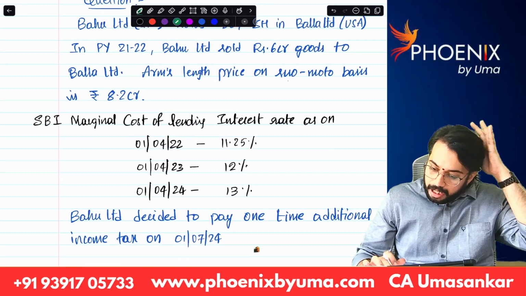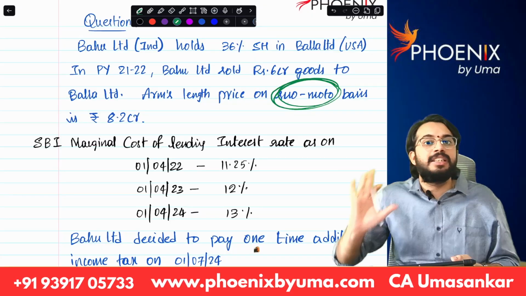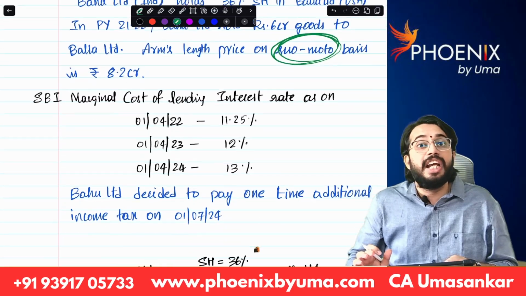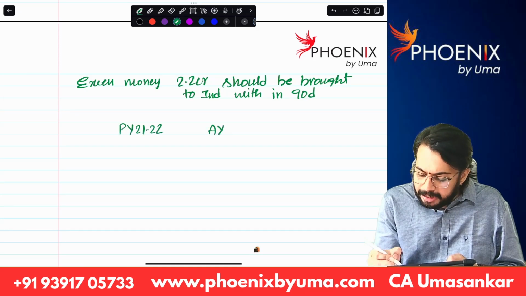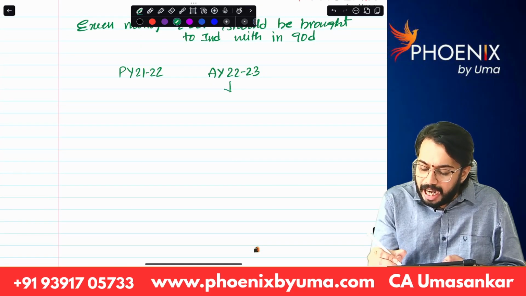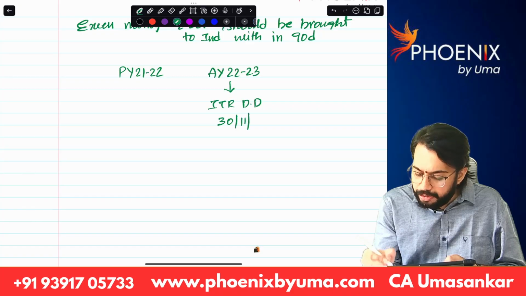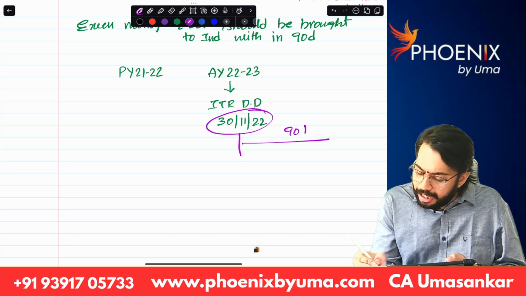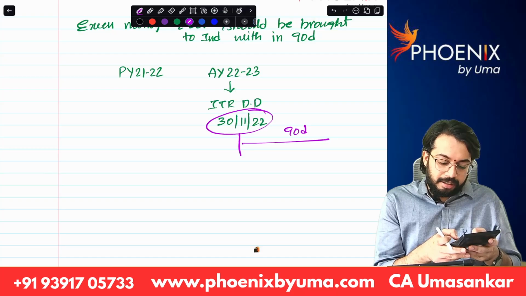See, here the arm's length price adjustment is done on suo motu basis. If it is done on suo motu basis, the excess money is to be brought to India within 90 days from the ITR due date. So, for previous year 21-22, what is the assessment year? Assessment year 22-23. What is the ITR due date? ITR due date is 30 November 2022, correct? So, from 30 November 2022 within 90 days, calculate 90 days means December 31, January 31, February 28.